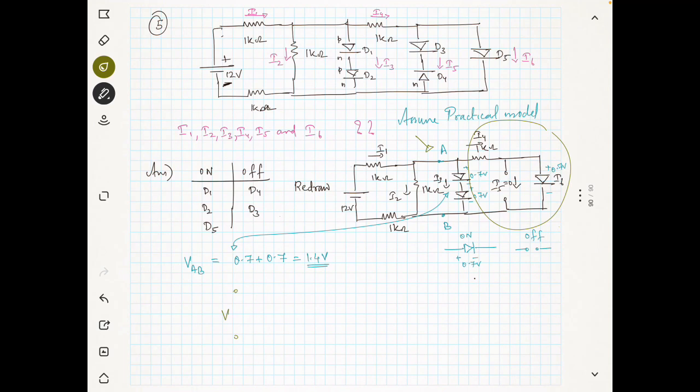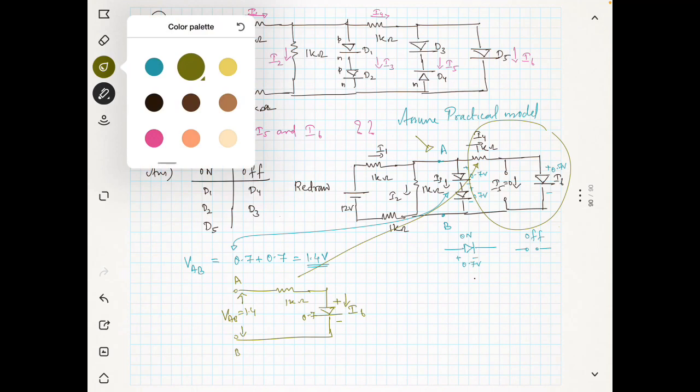So the voltage VAB is equal to 1.4, and I have a 1 kilo ohm resistance here. I am talking about this 1 kilo ohm resistance, and I have the diode, and there is some current through the diode. We will mark it as I6. Since it is on, the voltage across this is 0.7, and you know that the voltage between the points A and B is again 1.4.